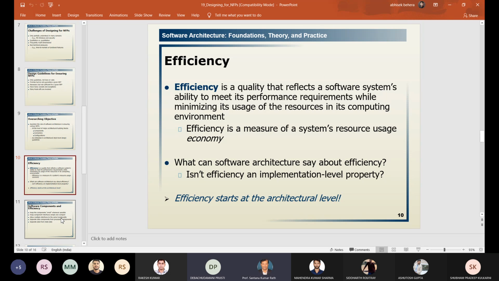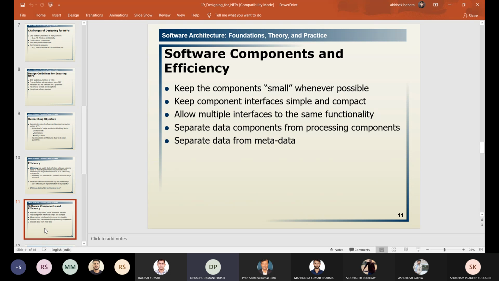What can software architecture say about efficiency? It is not efficient at the implementation level alone. Efficiency starts with the architecture level only. Then only you can say it is an efficient one.